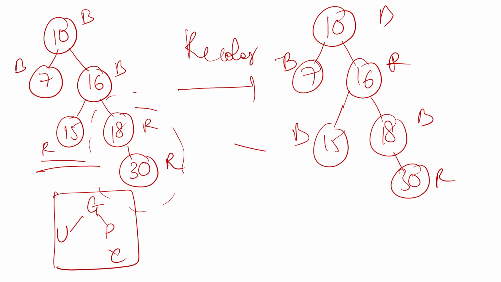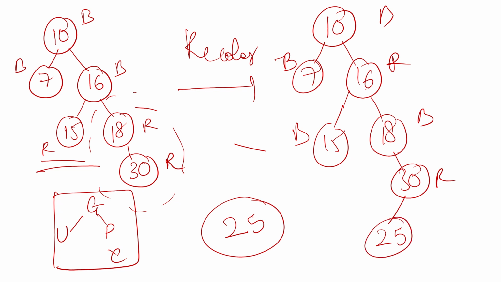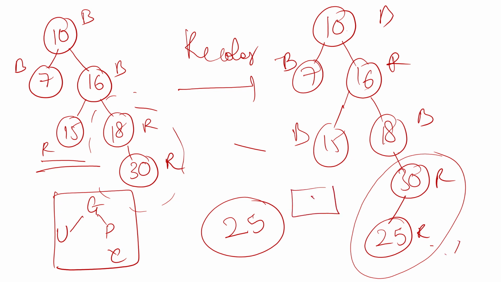So after this, we had to insert 25. Where will we insert 25? 25 is greater than 10, greater than 16, greater than 18, but not greater than 30. So 25 will be coming to the left of 30. Red color. So now again we have red, red together. So now the uncle rule. Uncle, if not here, then it should be here, but it's not here. So go up, then go one more up. It's black. So we have to perform rotation. Now let's see on our next slide how we'll rotate it.